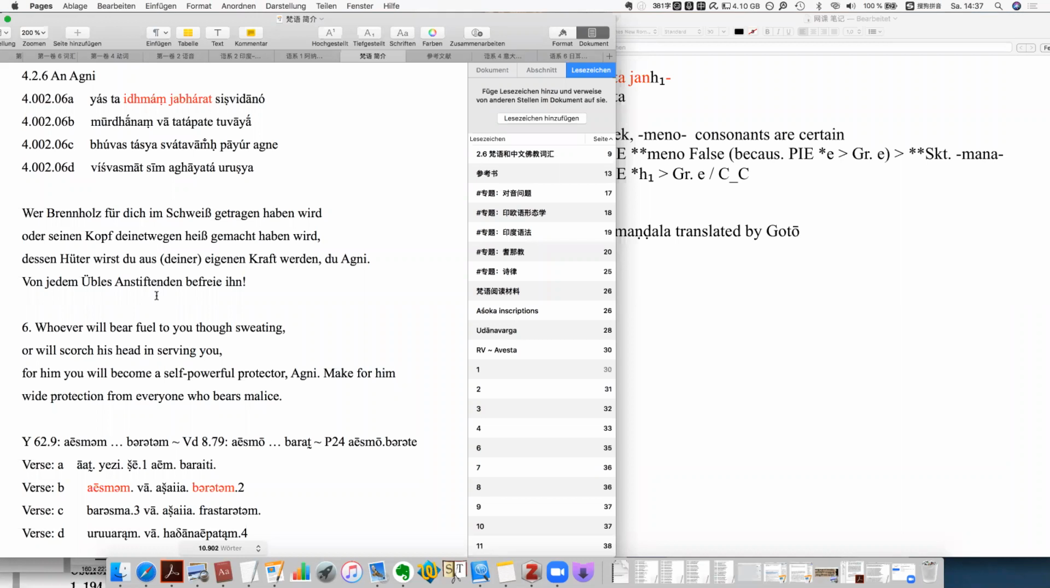Okay, so as you can see, this is a clause, right? This is a relative clause introduced by the relative pronoun yas, right?